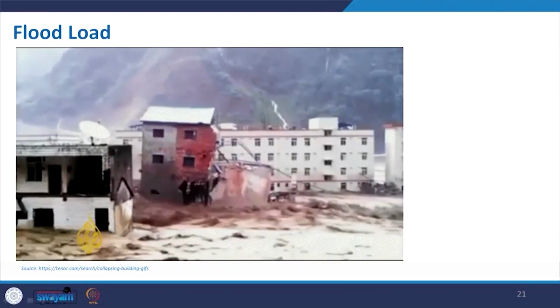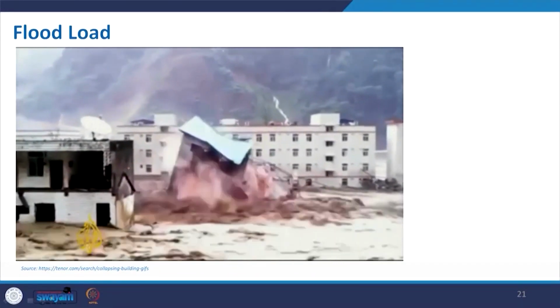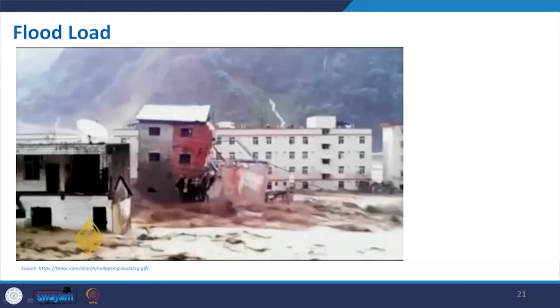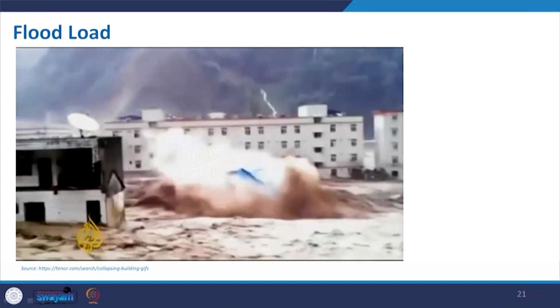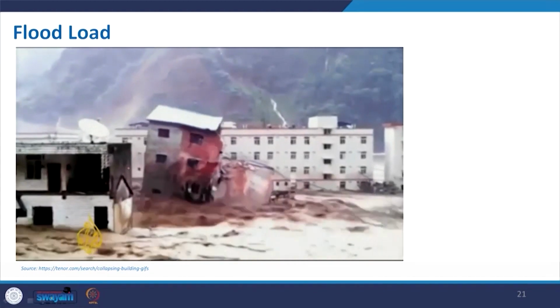So, let us see the next GIF image. You can see that due to flood, what the situation is. The building is totally collapsed, and recently in India, in Uttarakhand, we have experienced a similar thing. Due to the heavy unprecedented rain and flood, many buildings collapsed.